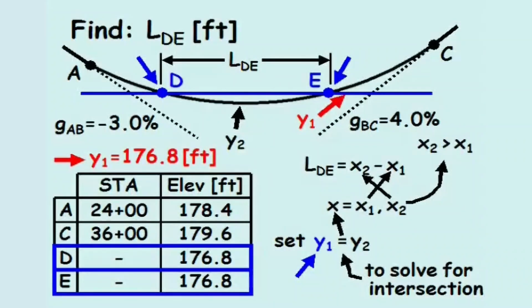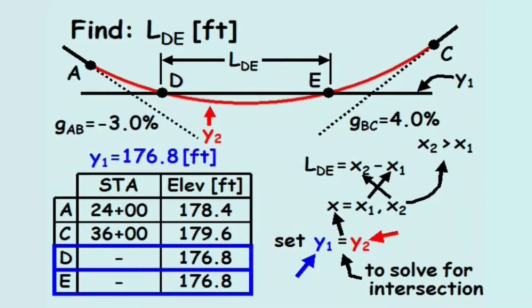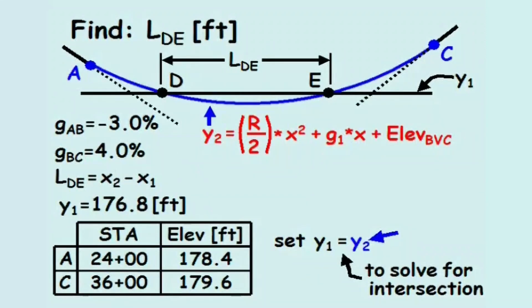The equation for y2, which represents curve AC, is y2 equals r over 2 times x squared plus g1 times x plus the elevation at the beginning of the vertical curve. In this equation, the elevation at the beginning of the vertical curve is the same as the elevation at point A. The variable g1 refers to GAB, the grade of the line tangent to the curve at point A.